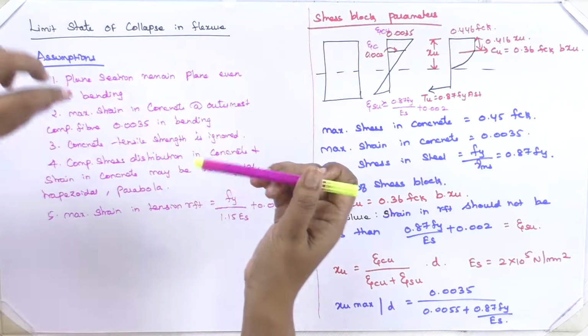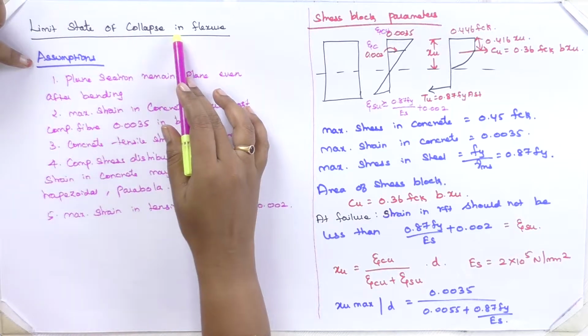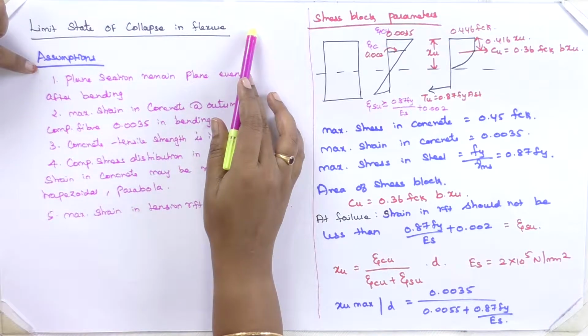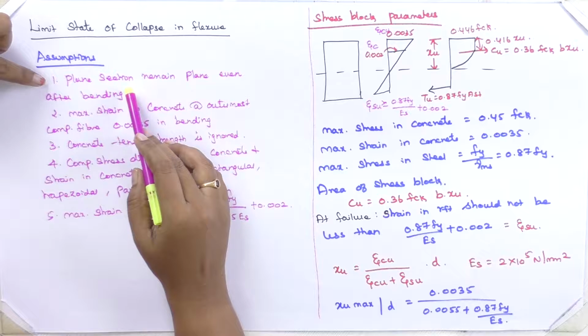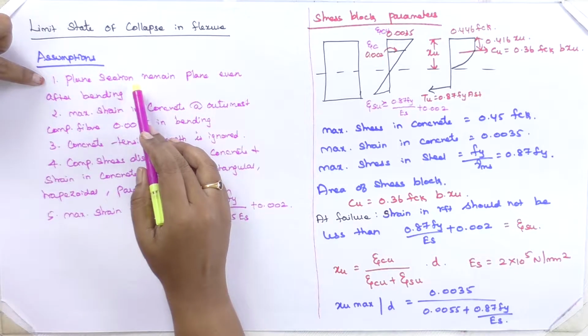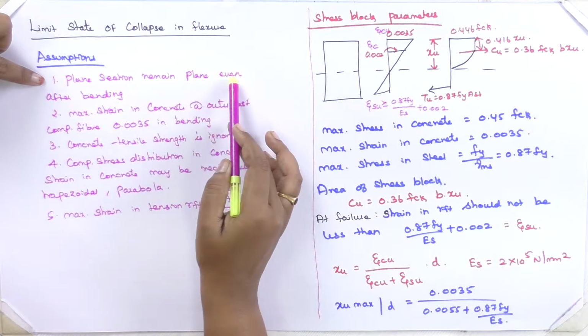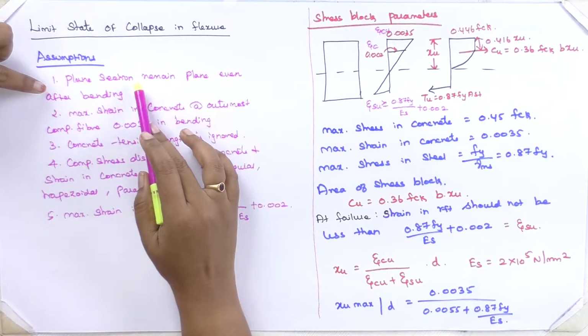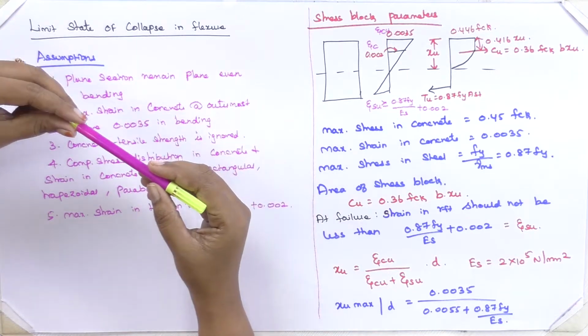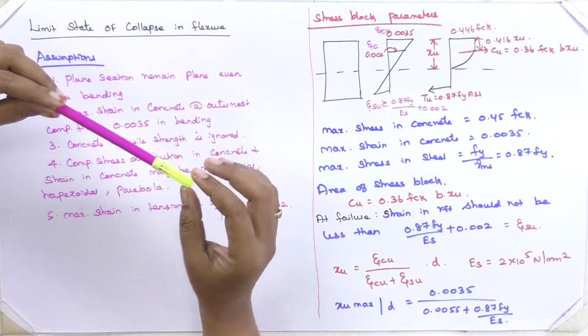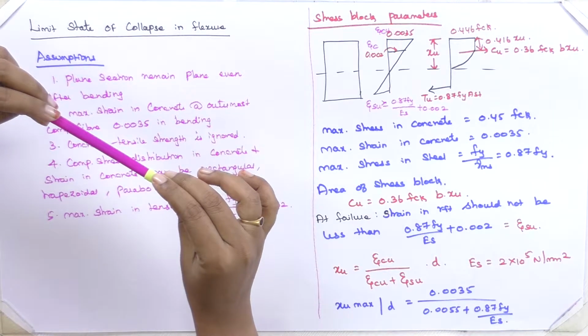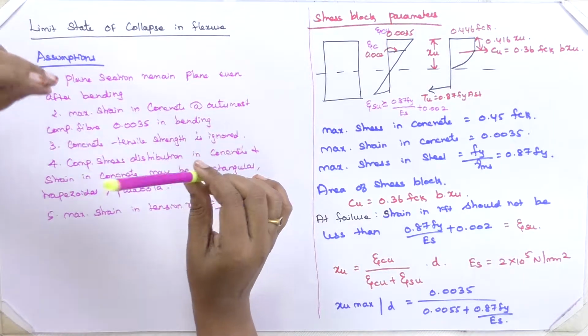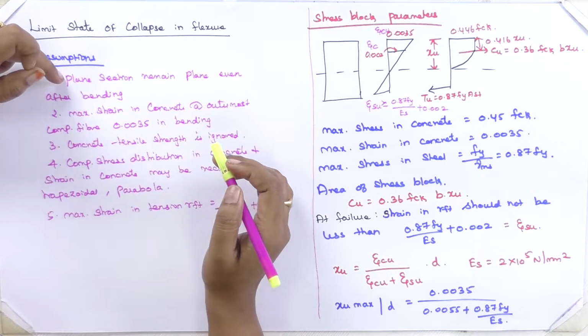Okay, let me get through it. First one, the assumptions involved in the limit state of collapse for flexure. The first assumption is that the plane section will remain plane even after bending. Suppose for example this is your plane section. After getting the loads, even after bending it should remain plane.